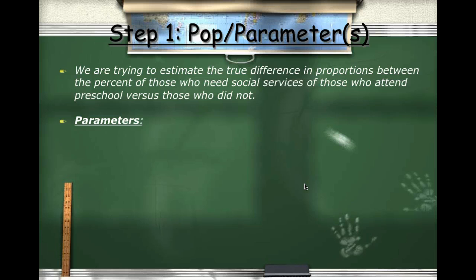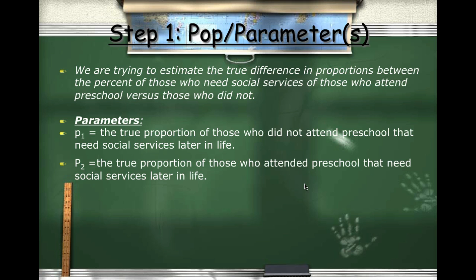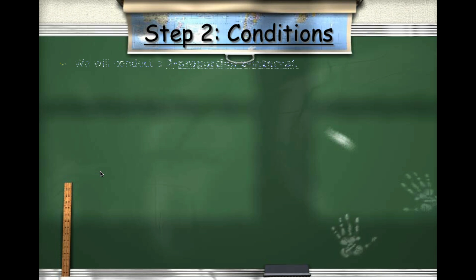I'm going to define each of my parameters, and I'm going to clarify which one's which with the subscript. So my p1 in this case is going to be the true proportion of those who did not attend preschool that need social services later in life. And my second group, my p2, is the true proportion of those who did attend preschool and need social services later on in life. Once again, make sure you have your subscripts distinguishing which group is which. Now my conditions. I'm going to do a 2 proportion Z interval, and since it's 2 samples, I need to check each sample separately with each condition.